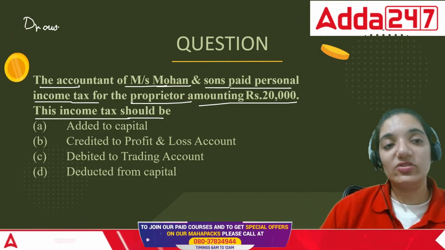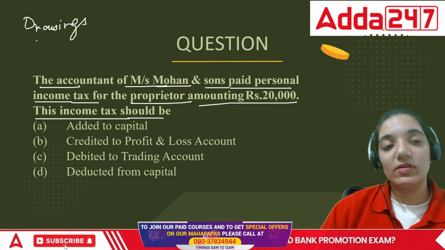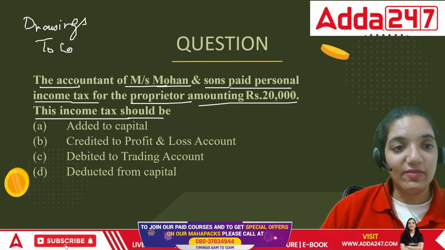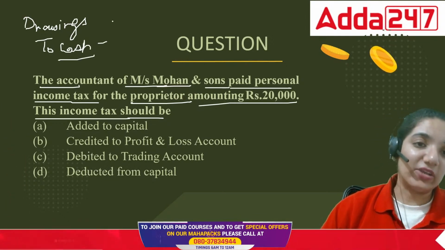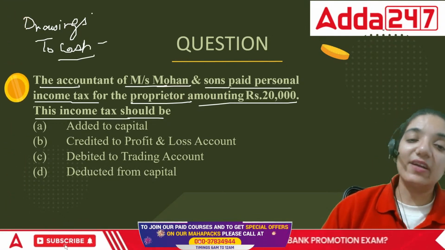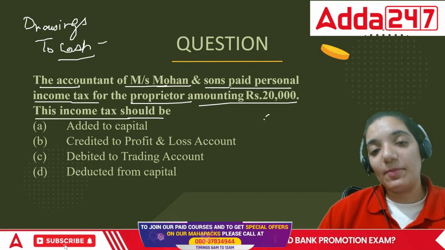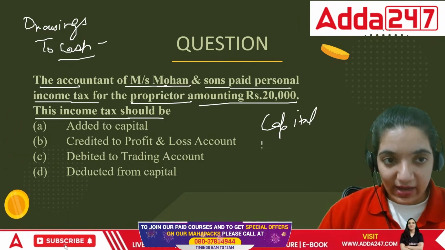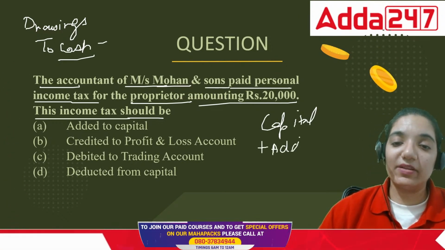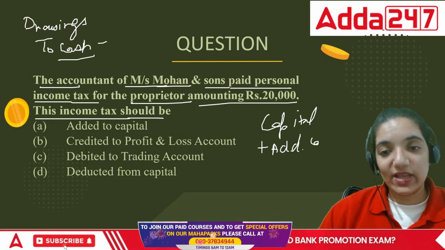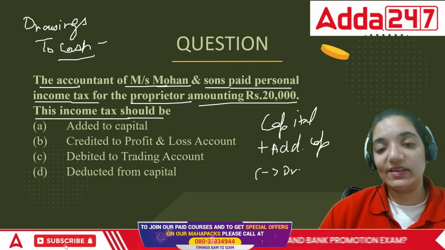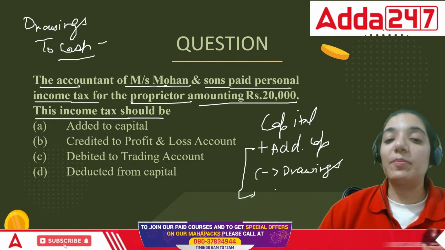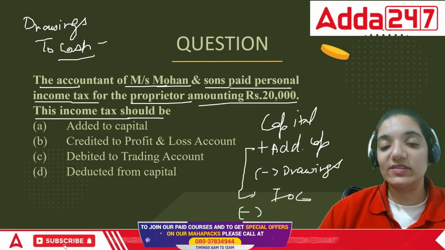What does drawings do? Drawings reduces our capital. We have reduced it into cash. Where does the drawing go ultimately? Capital will have this. If we are adding another capital or additional capital, it would be written here. Additional capital is added and drawings is deducted. If I receive any interest on capital, it is added. Interest on drawings is deducted.